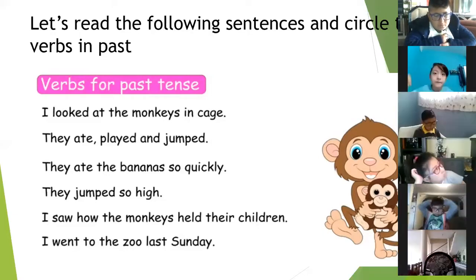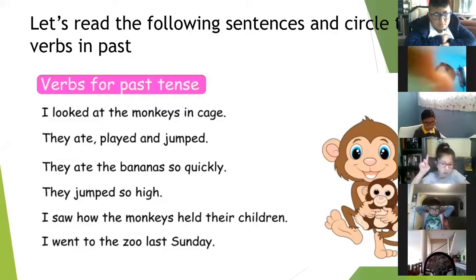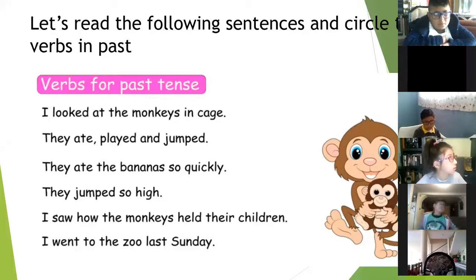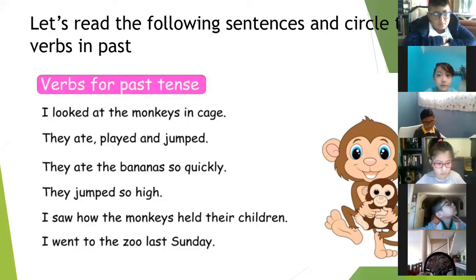Ate. Ate, excellent. Frida, Sofia. I saw how the monkeys held their children. What is the verb in past? I saw how the monkeys held their children.